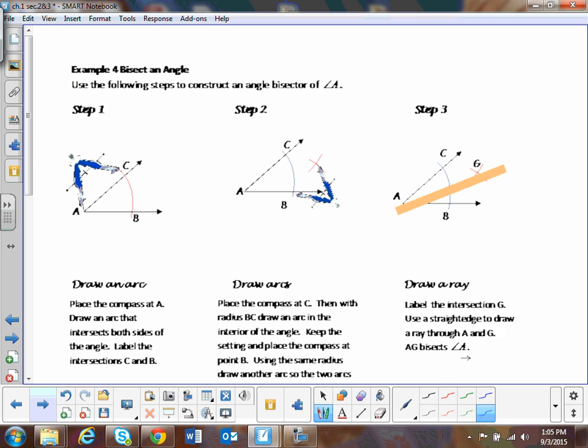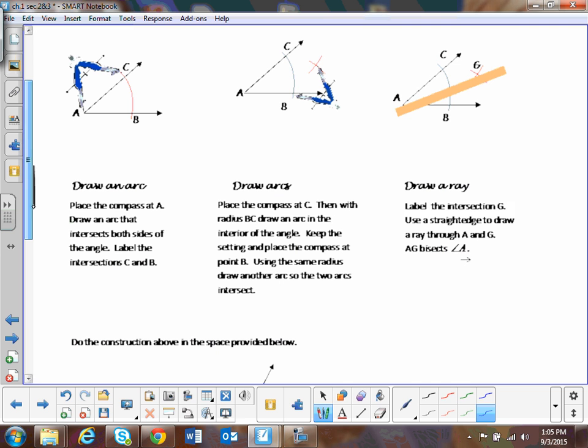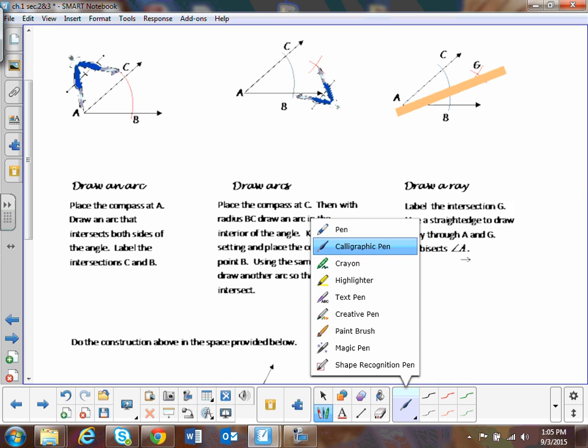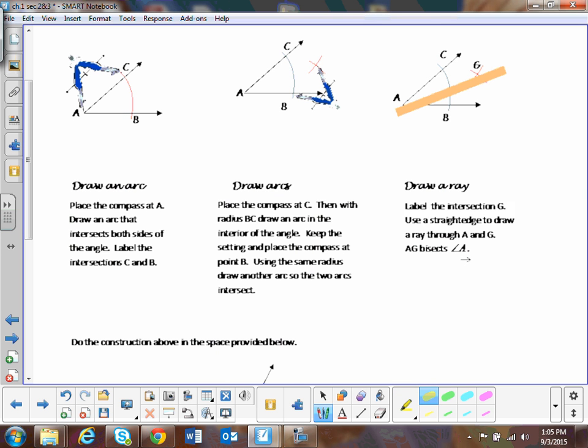Okay, so let's construct an angle bisector. Okay, that term that I just talked about. It's 3 simple steps. First things first, we want to draw an arc, and this can be any size. So that red arc that I just highlighted.